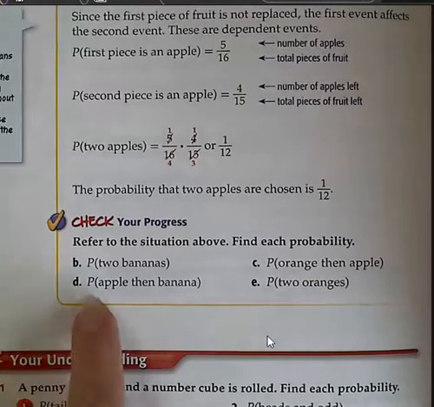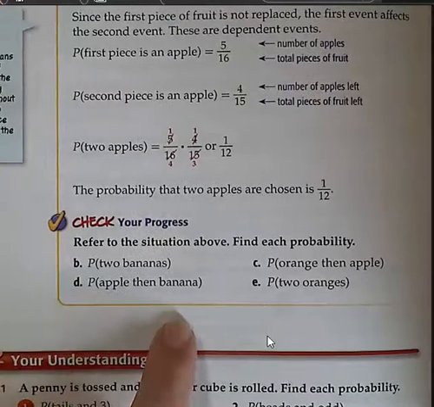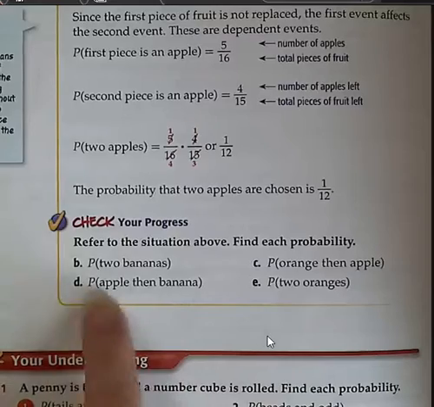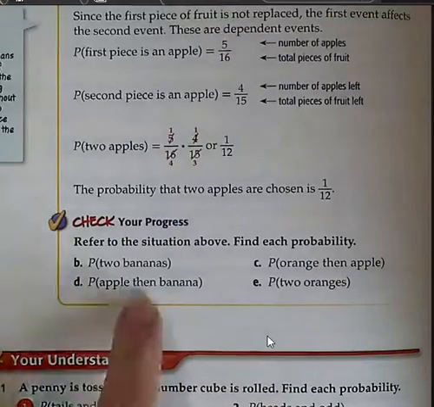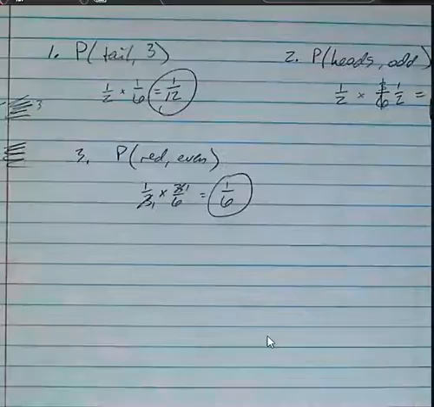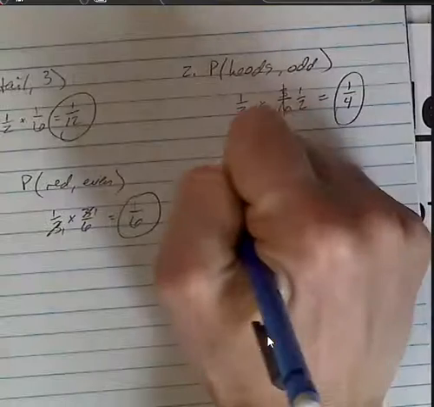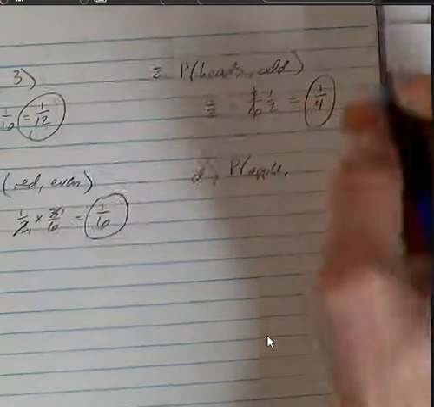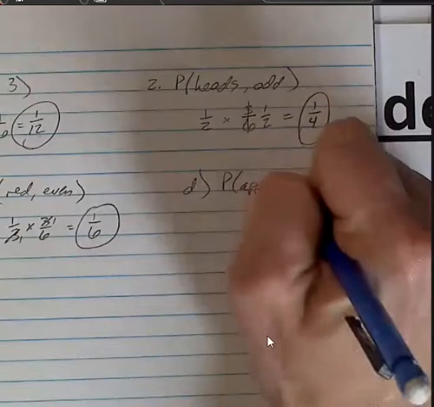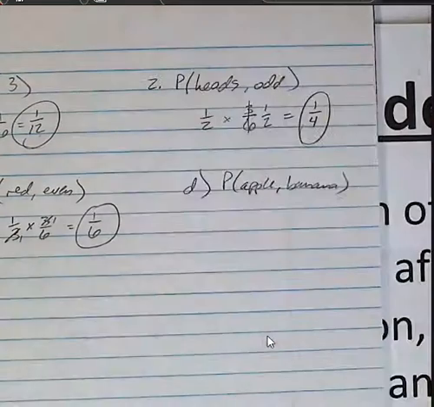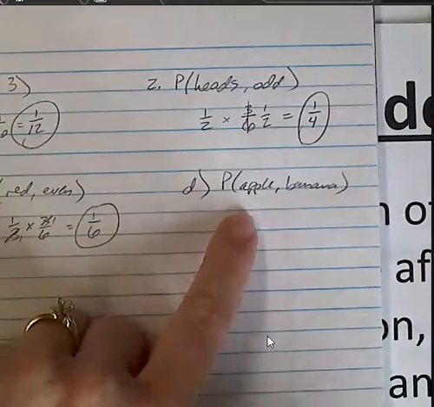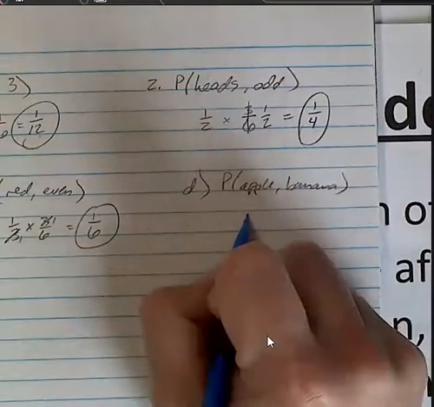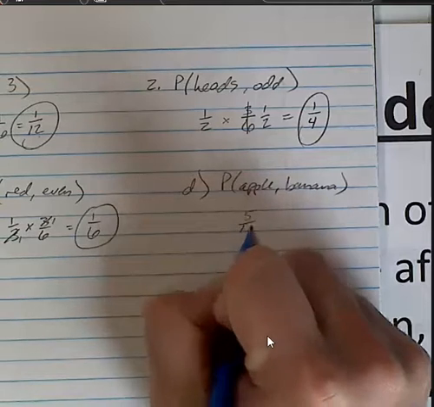Now, we're going to do D together, because I want to practice a dependent event with you, and we're going to do a couple. So now, it's the same fruit bowl to start. What's the probability we'll get an apple and then a banana? So on your paper, I want to see D. Probability of apple, and banana. What's the probability of getting an apple to start? How many apples are there? 5 out of 16. So we did some thinking before.